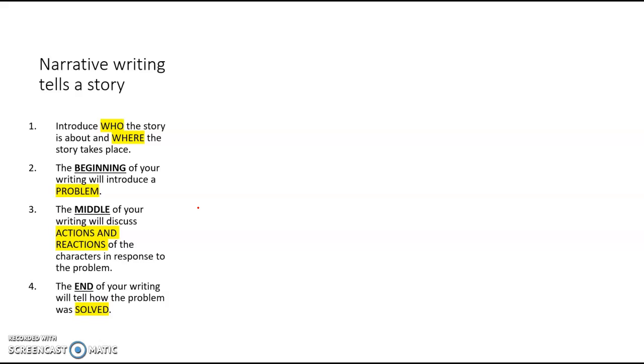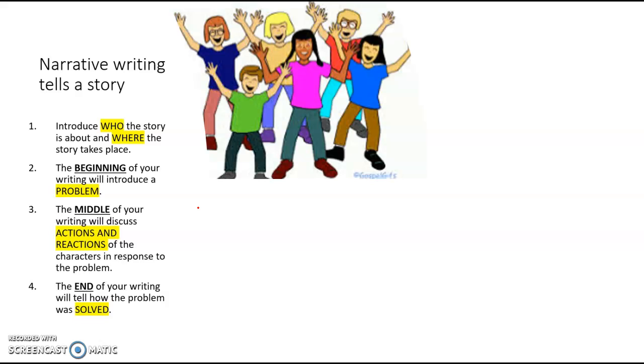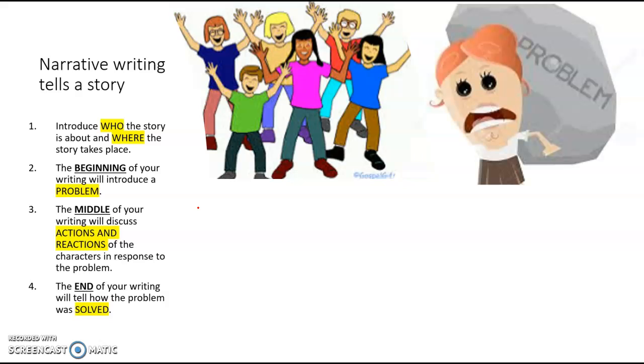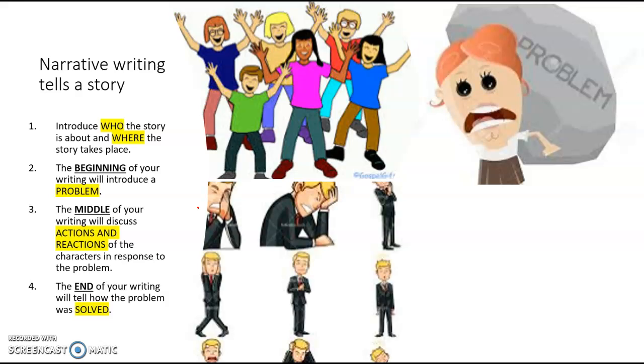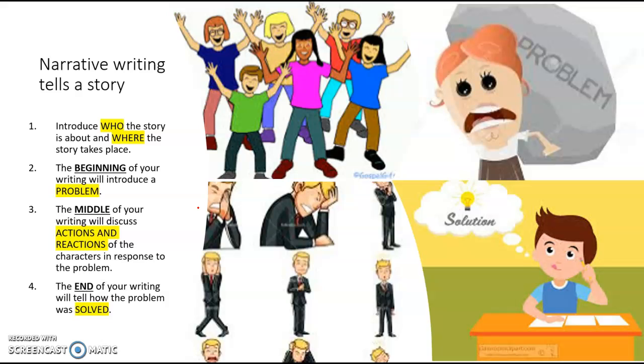So, to start, you're going to introduce who the story is about and where the story takes place. So your narrative will be about yourself, but you're still going to be introducing those characters and the setting. Then you'll get into the beginning of the story, where you'll introduce your problem. And then the middle, where you talk about the actions and reactions of the characters in response to the problem. You want to think of those sequence words. We've been using sequence words since second grade, so you should be really good at them by now. And then at the end, you'll tell how the problem was solved. So your narrative will be set up just like a story that you read.